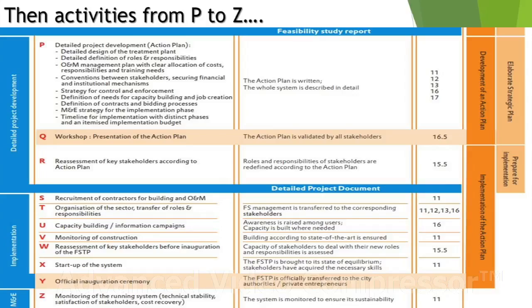The whole will have the outcome: the action plan is written. The whole system is described in detail. The second one is a workshop, that is, presentation of the action plan. The action plan is validated by all stakeholders, which is one of the essential outcomes and essential activities, also important activities.